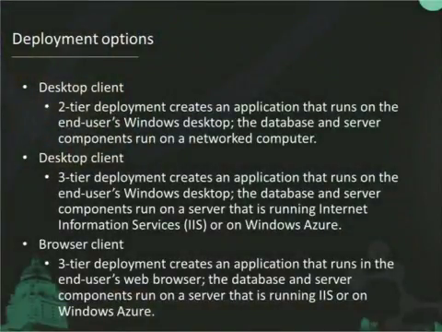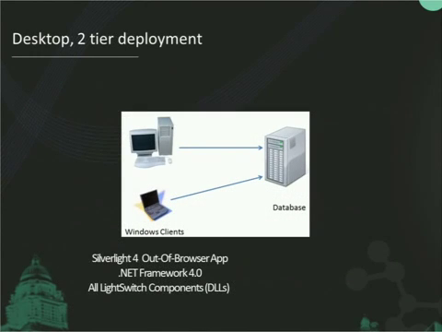And then when the time has come to deploy it, you can choose it in a simple wizard. And there's in fact three options. 2-tier on the desktop, 3-tier on the desktop, and 3-tier in the browser. So 2-tier is basically everything on the local machine and a database somewhere out there. This is a Silverlight out-of-browser application. That's what you've already seen me doing here.